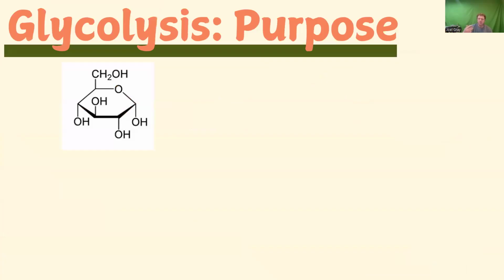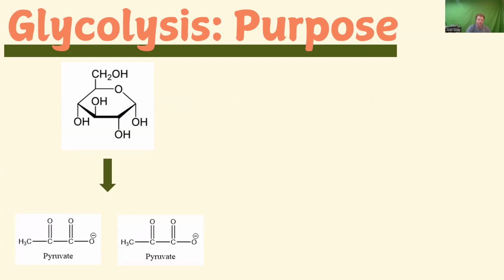So glycolysis, the purpose of it is to take this 6 carbon molecule right here, this 6 carbon molecule known as glucose, and split it into a pair of 3 carbon molecules. I always like to talk about glycolysis in terms of kind of accounting. So we start out with 6 carbons in one molecule, and then we make some modifications to it and we end up with 2 3 carbon molecules.